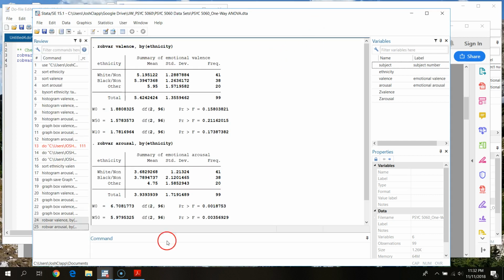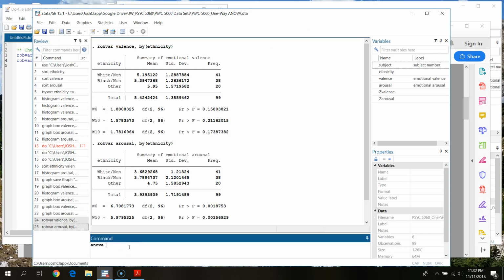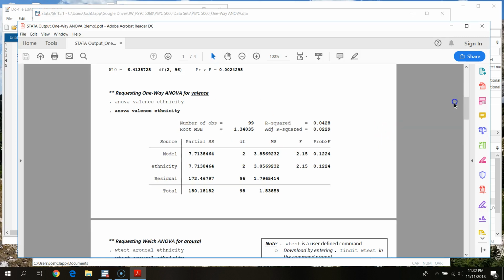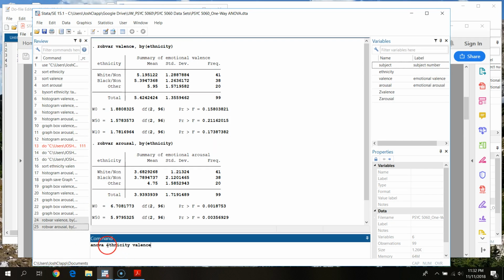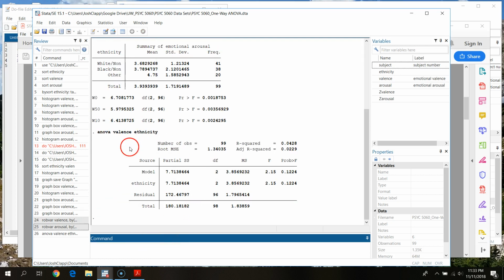Okay. All right. So what I'm going to do now is just run an ANOVA command. So I'm just going to type anova ethnicity valence. Okay. Oops, got those switched around. Make sure that you don't do that, because it'll run it backwards. All right. And this is just going to run our ANOVA. Okay. Really easy here. So we've got our ANOVA.